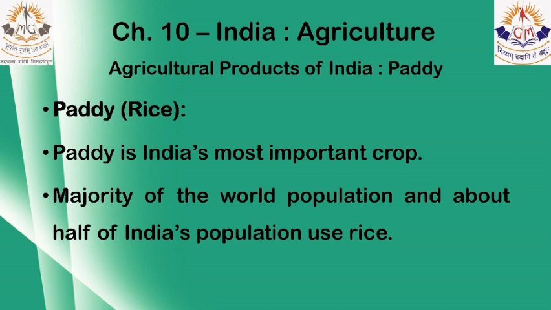Next thing to remember is majority of the world population and about half of India's population, they use rice. Majority of the world's population, right? That means China, the most populous country in the world, India, the second largest, so that's two already, after that, what is left? Right, so majority of the world population and about half of India, they eat rice. So rice is a very important food grain crop.